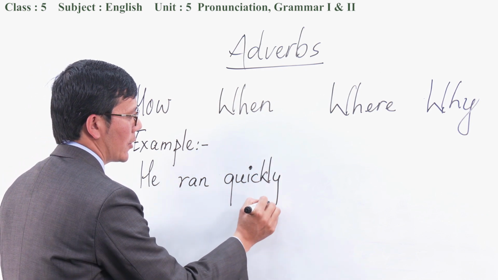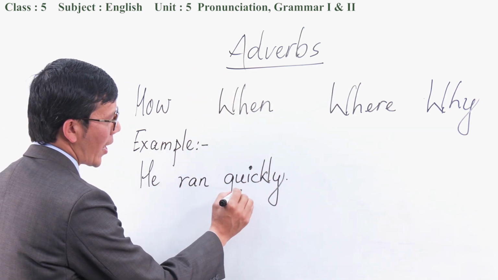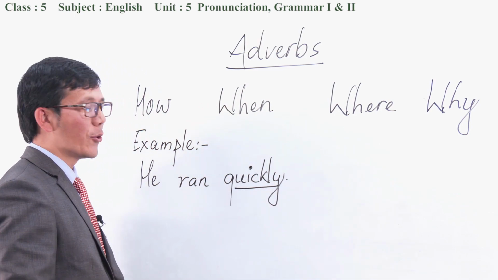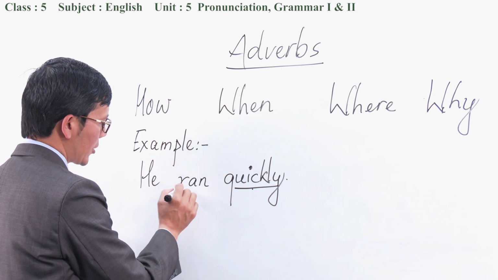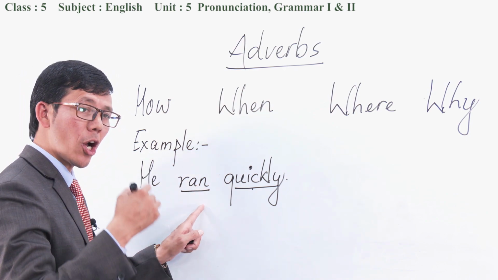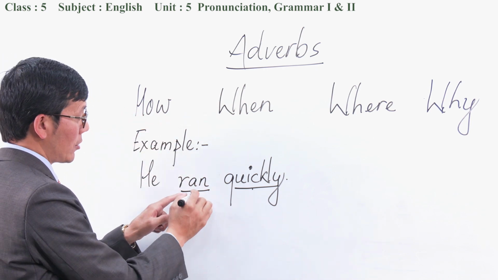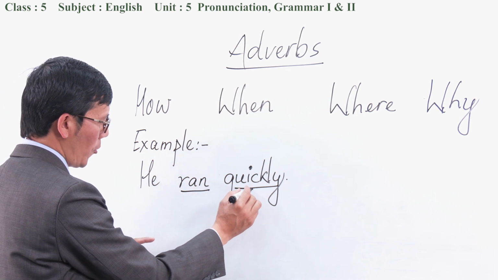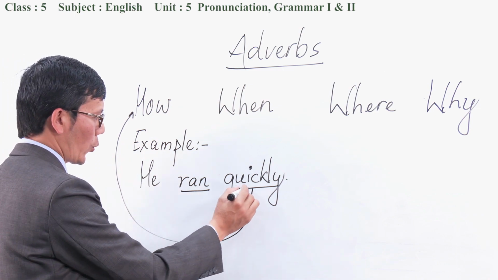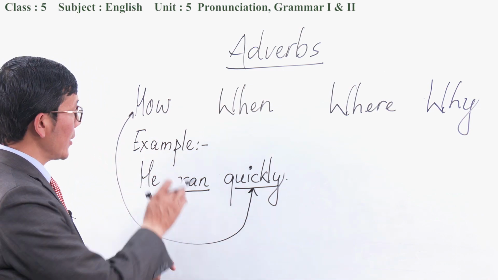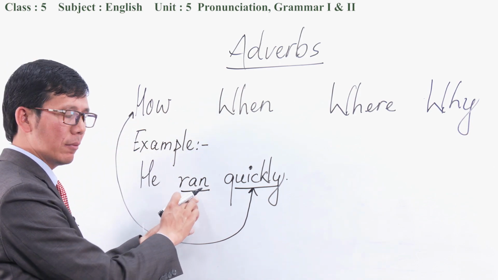Okay, he ran quickly. In this example, he ran how? Quickly. So he is the subject. This ran is a verb. How did he run? So the answer is he ran quickly. This is the answer to this question, how. So he ran quickly, and this adverb is describing the verb, ran quickly.